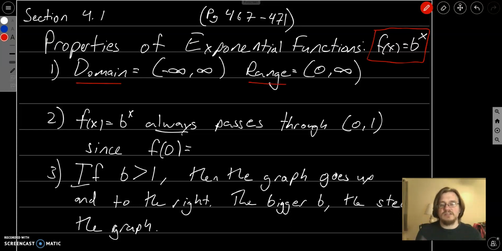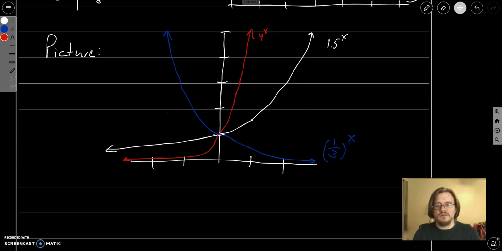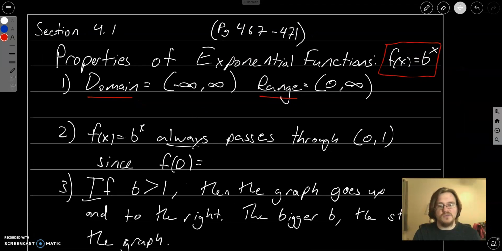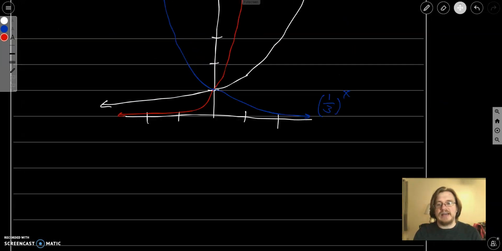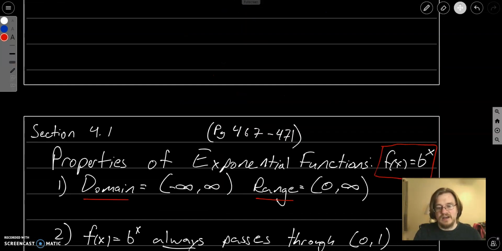The range is all the possible outputs. And one thing that you'll notice if I scroll back up to what some of the functions look like, all of these functions remain above the x-axis. All of these functions are going to be positive forever. The range is always going to be all positive numbers. So it does not include 0. You can never get 0 from an exponential function. You can never get a negative number from an exponential function. But you can get every positive number.